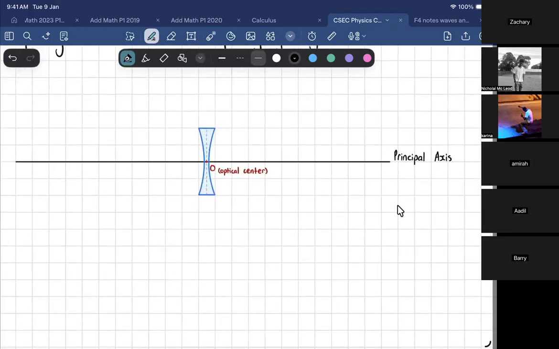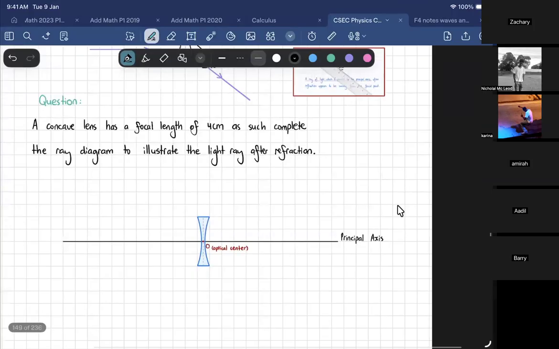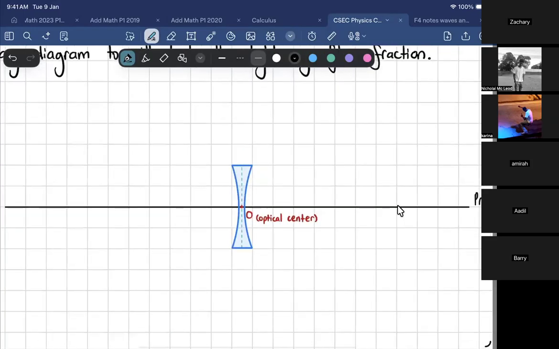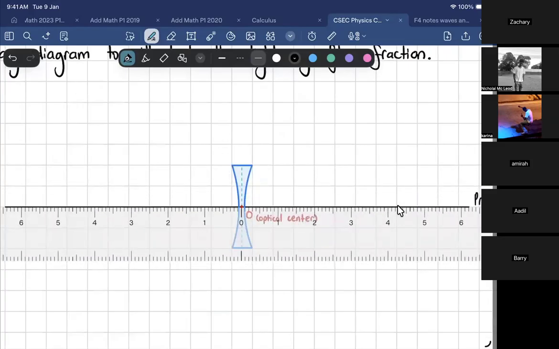Now guys, in the question, they said that the concave lens has a focal length of what? 4 centimeters. If that is the case, how am I going to figure out where to draw my focal point? Can anybody give me some instructions? From the optical center, go 4 centimeters backwards. Yes.